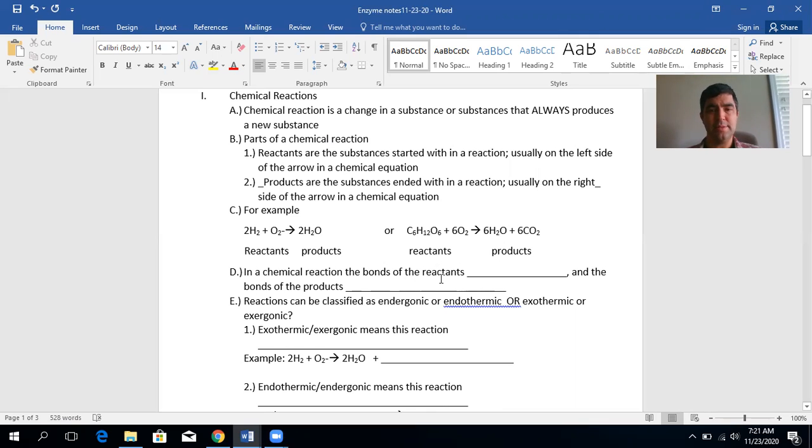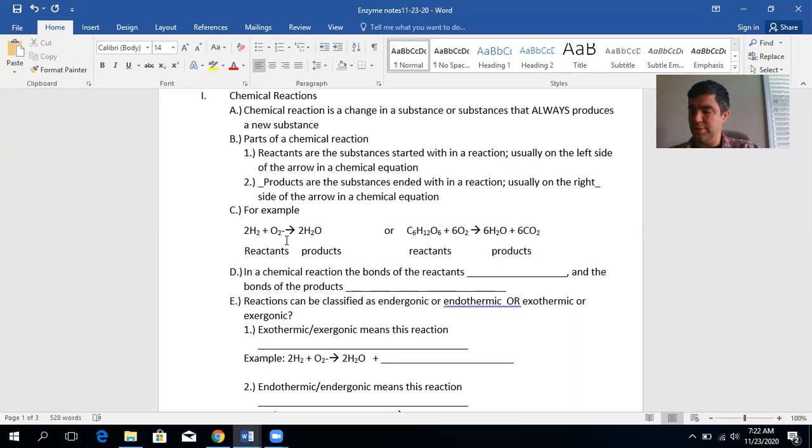In a chemical reaction, the bonds of the reactants break, and the bonds of the products form. So these were hydrogen atoms. They were bonded together, like in this first reaction right here with hydrogen and hydrogen. They're held together by a force. But when the chemical reaction happens, they break apart, and they join something else.